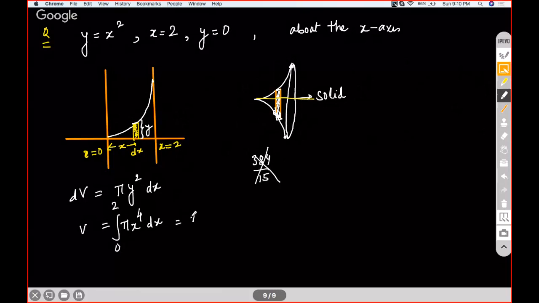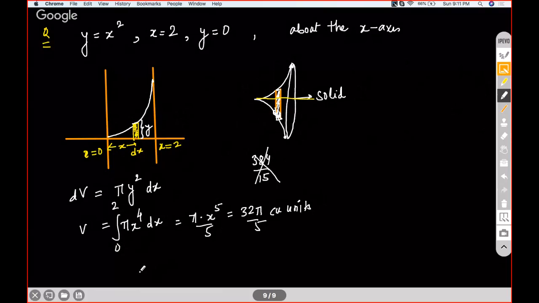Wait, why is it from 0 to 2? Yeah, it's from 0 to 2, exactly. Oh, right, because it's revolved around the line. Sir, isn't it pi times 4 minus x square, the whole square? X square, the whole square is x to the 4.